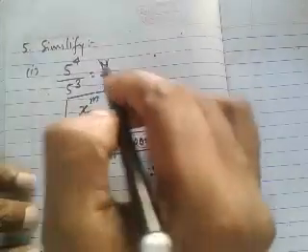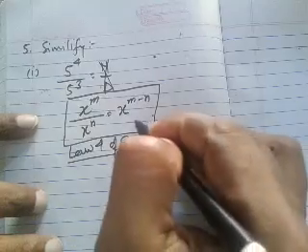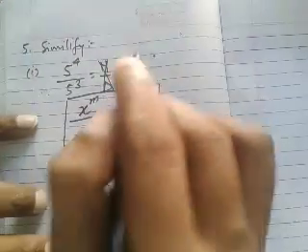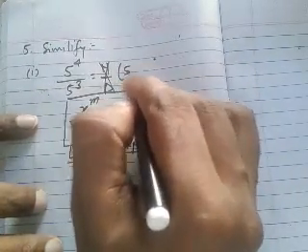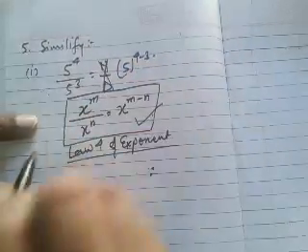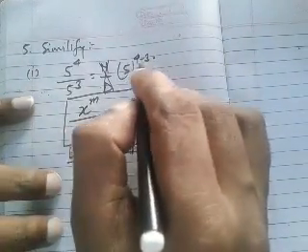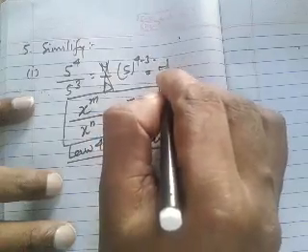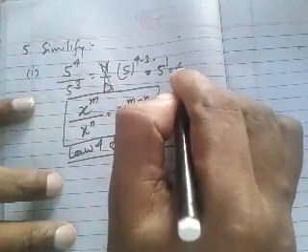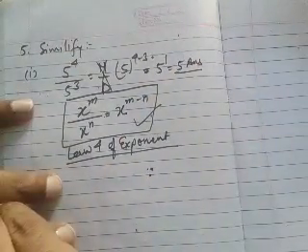So we will solve this expression with the help of this law of exponent. We can write 5 raised to the power 4 minus 3, and after solving we will get 5 raised to the power 1, and this will be nothing but equal to 5, which is the answer of this solution.